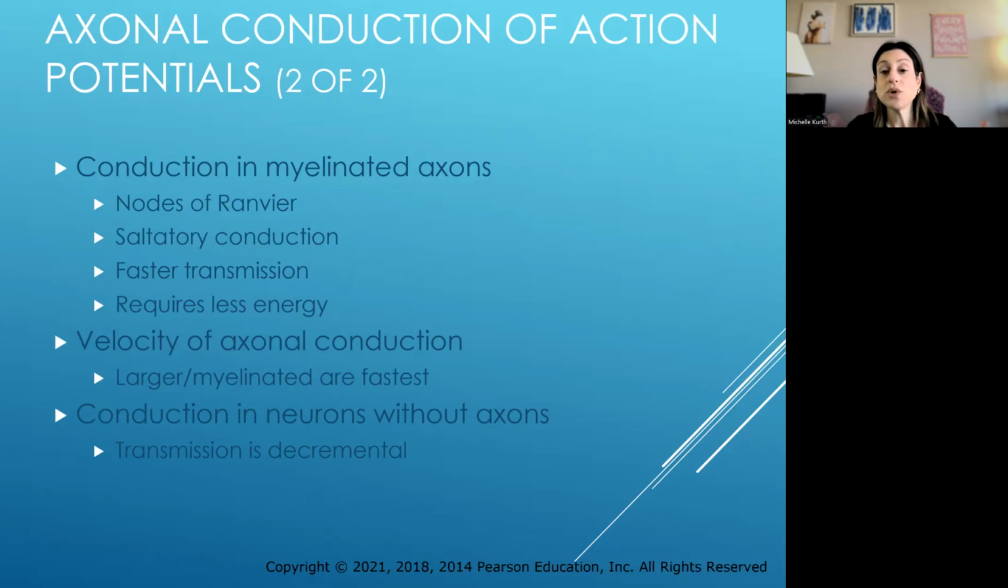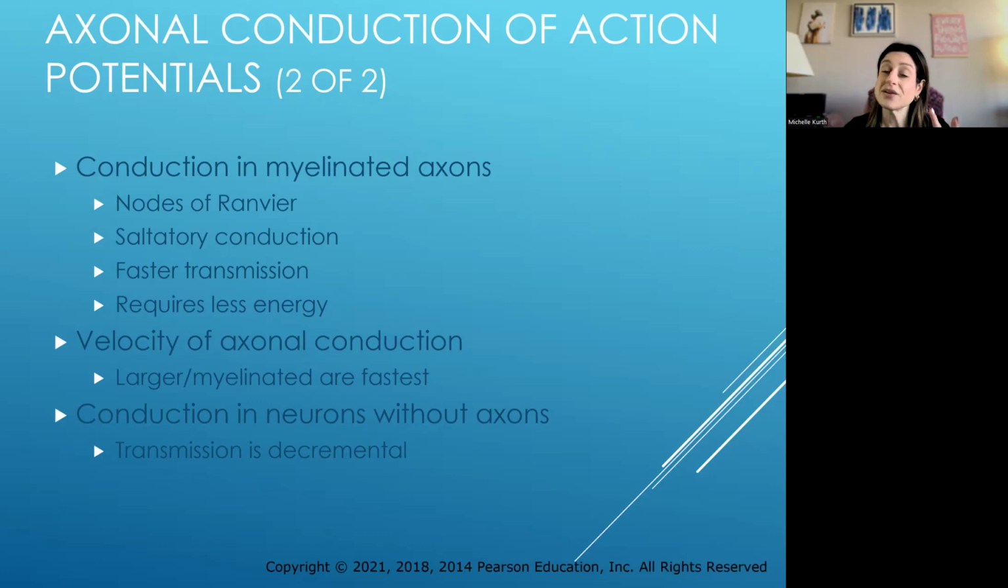Now, instead of sodium channels opening along the entire axon, action potentials only happen at the gaps in the myelin. And if you remember, these are called the nodes of Ranvier. Okay, the signal is actually jumping from node to node. And that is called saltatory conduction.